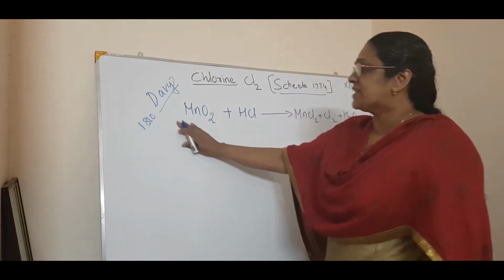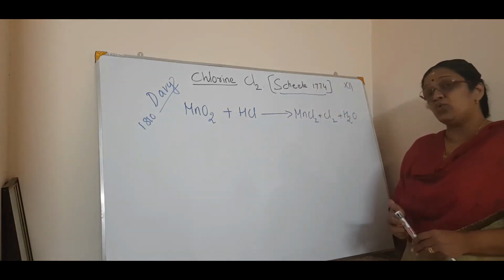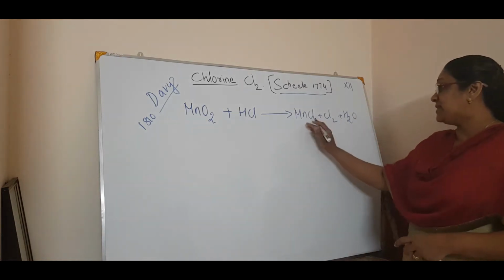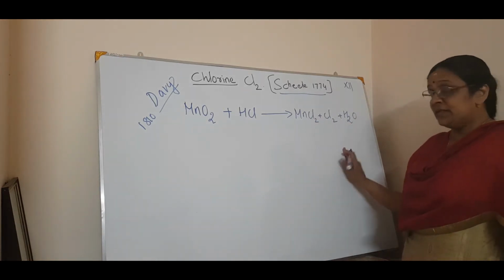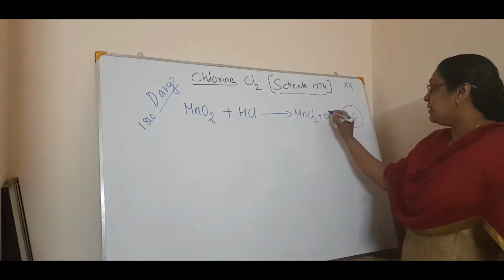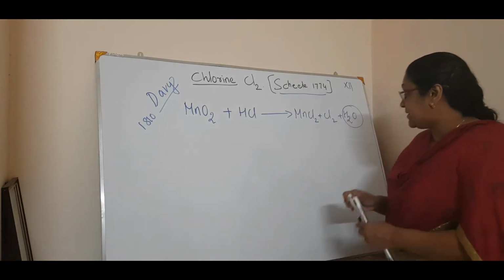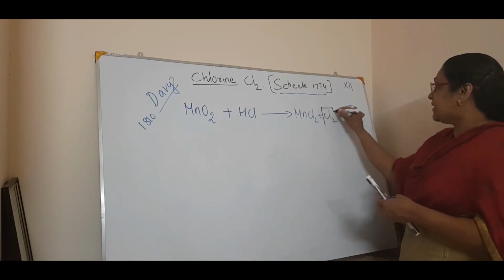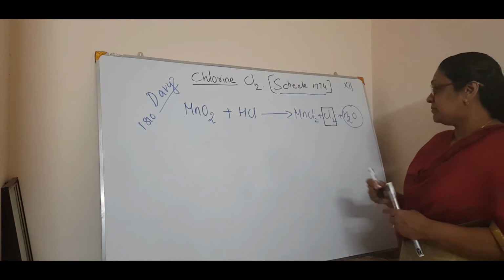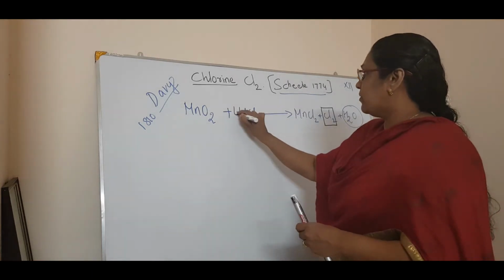Okay, this is a small scale preparation, that is MnO2, manganese dioxide, on treatment with HCl will give you MnCl2 plus chlorine plus water. And water here is a byproduct. So you will get the chlorine. Chlorine is formed in this reaction. Now you have to balance it. You have to balance it. Just balance it.